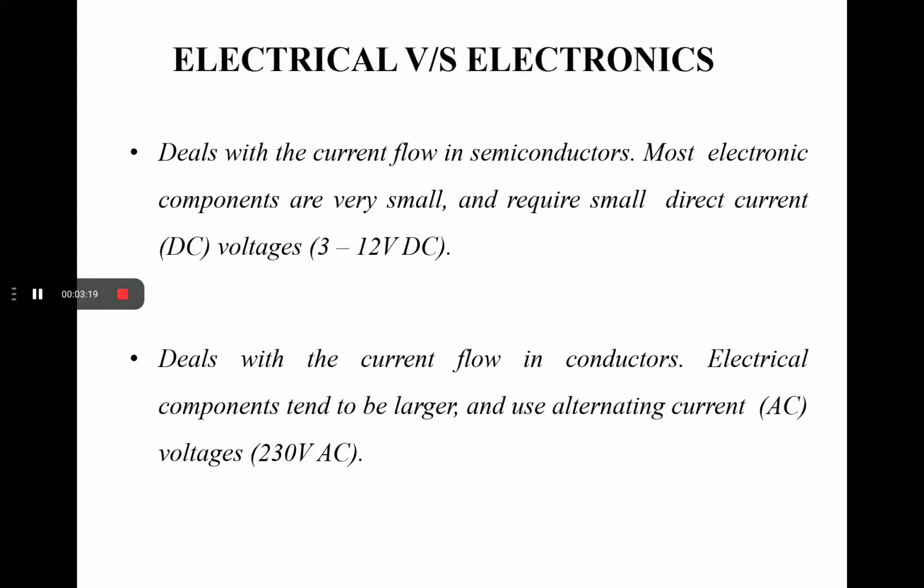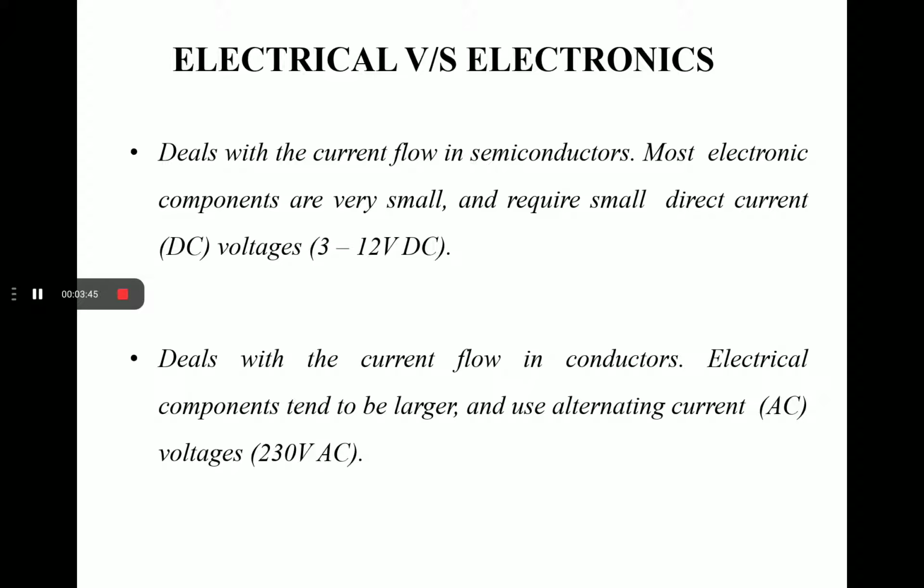The next one is controlling of signal, and generation. Electronic devices can convert DC power into AC power of any frequency using oscillators. So we have to study oscillators, rectifiers and transistors, some electronic elements. Oscillators are used for generating AC waveforms.